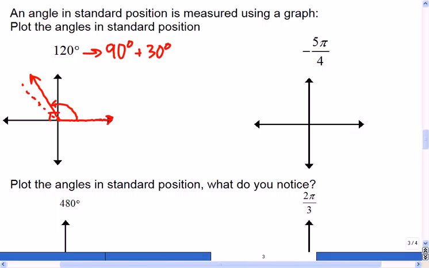So what I'm going to do is I'm going to ignore it, and I'm going to convert it to -225 degrees. And then I'm going to figure out -225 degrees. Okay, it's going to rotate this way. It's more than 180. It's going to be around here. Okay, so that is where -5 pi over 4 is. But there's a whole lot of extra steps in there.